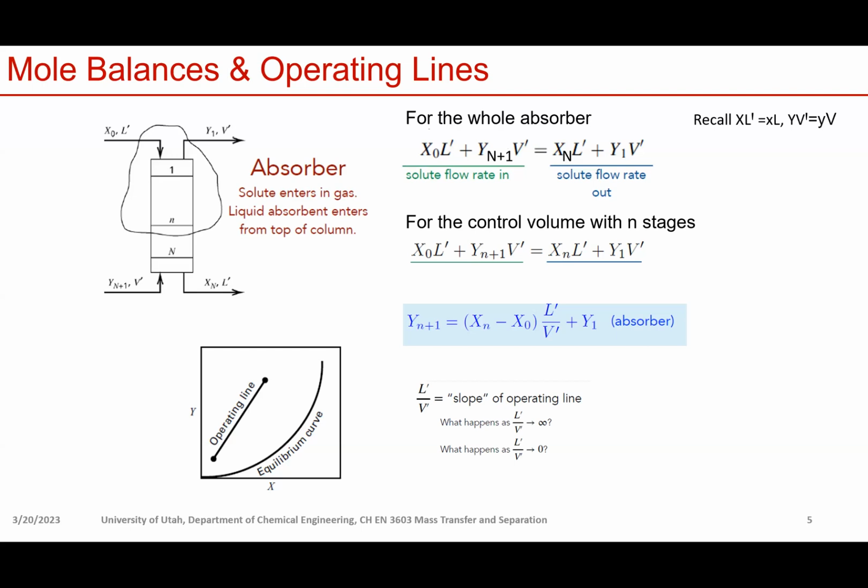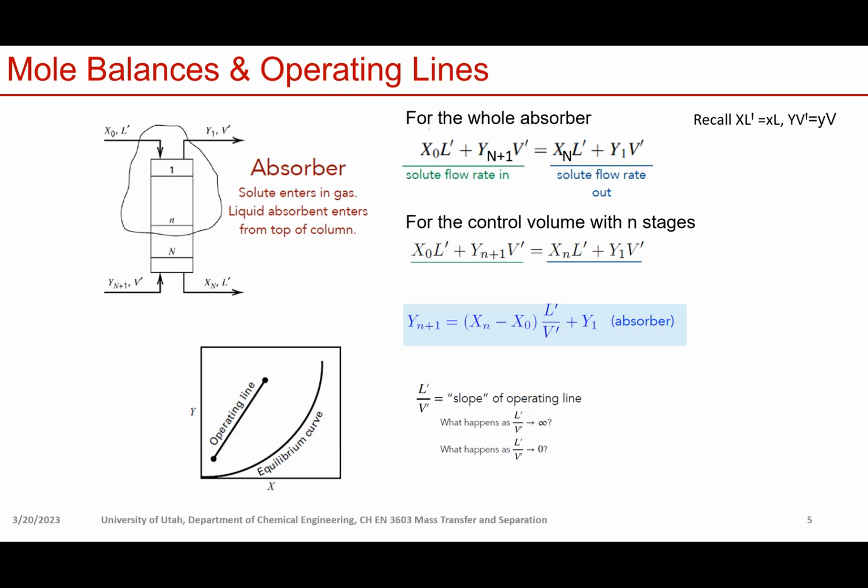Okay, so I think you know the answer here. Basically, then your operating line will be a vertical line, right? Similarly, if this goes to 0, your operating line will be a horizontal line. So the physical meaning here is, for a given gas flow rate, if you have an infinite amount of liquid absorbent to do the absorption, your operating line will be vertical. Otherwise, in this case, your operating line will be horizontal.